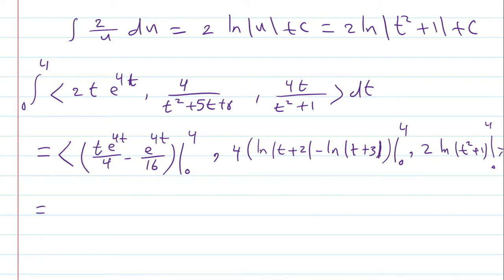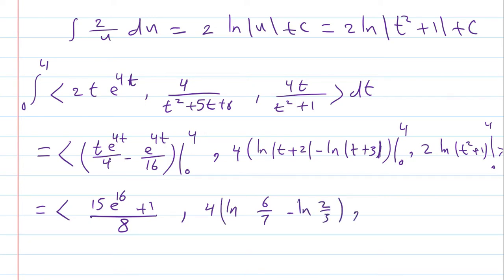Let's do the substitution by 4 minus substitution by 0. So you end up with the first component going to be (15 e to the power 16 plus 1) divided by 8, and the second component is 4 ln of 6 over 7 minus ln of 2/3, and the third component is going to be 2 ln 17.